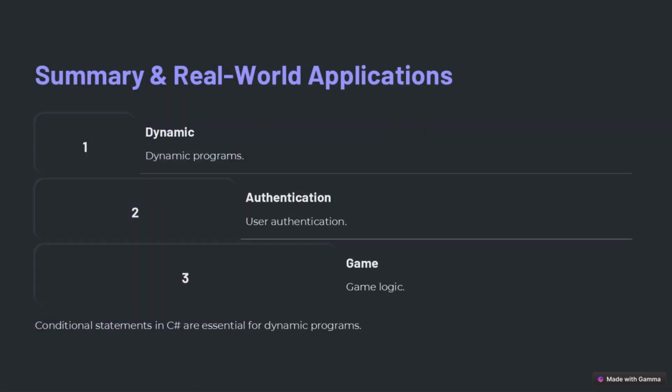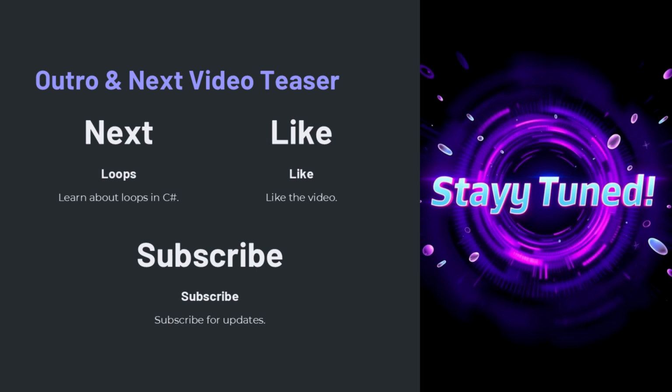Great job! Today we learned about conditional statements in C#, including if, else if, switch, and nested conditions. These concepts are essential for making dynamic and interactive programs, like user authentication, decision-making apps, and game logic. In the next episode, we'll learn about loops in C#, which help us repeat actions efficiently.